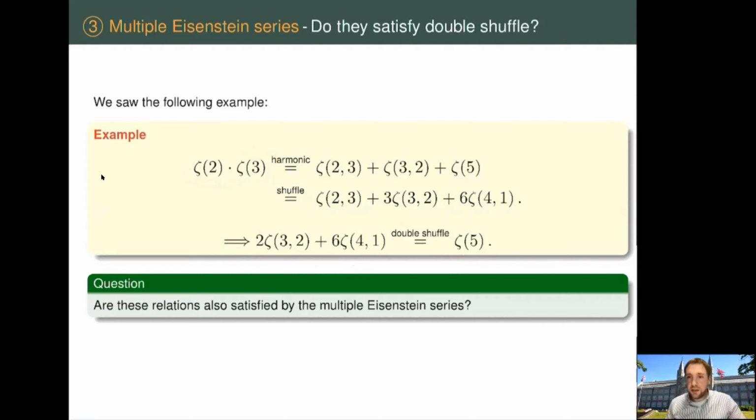This is a really naive question, but there are some problems, of course, because the trivial problem is that this question doesn't make sense, because the corresponding Eisenstein series of ζ(4,1) is not defined: for the definition of multiple Eisenstein series, all indices had to be greater than or equal to 2. And so we can modify this question a little bit and ask, is there a nice extension of the definition of multiple Eisenstein series such that they satisfy these relations?